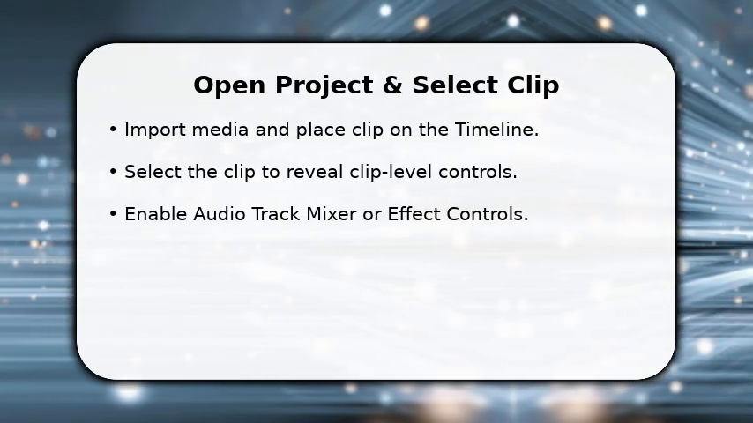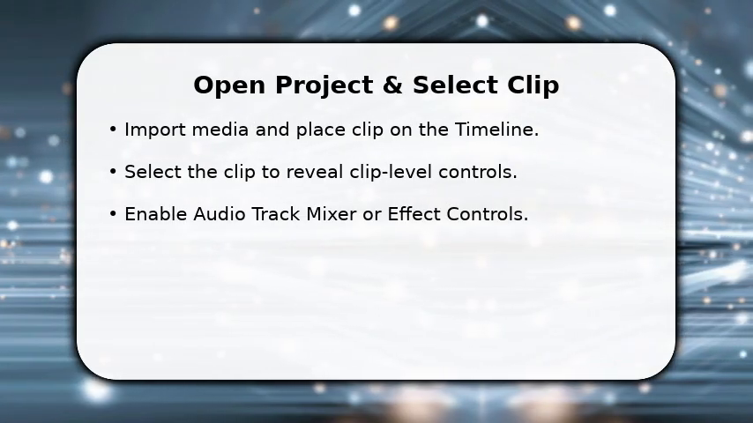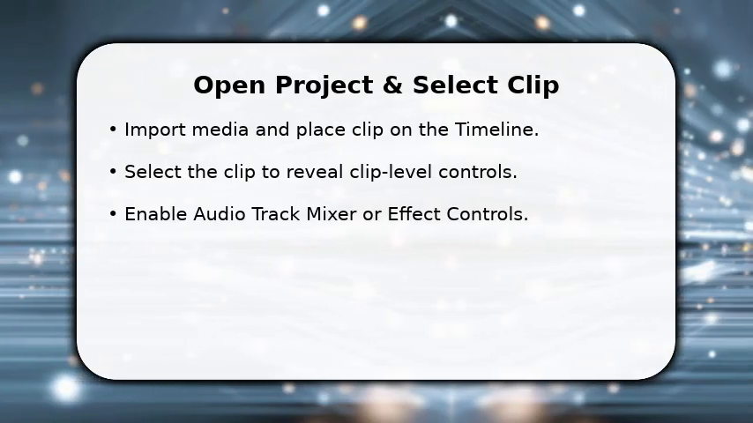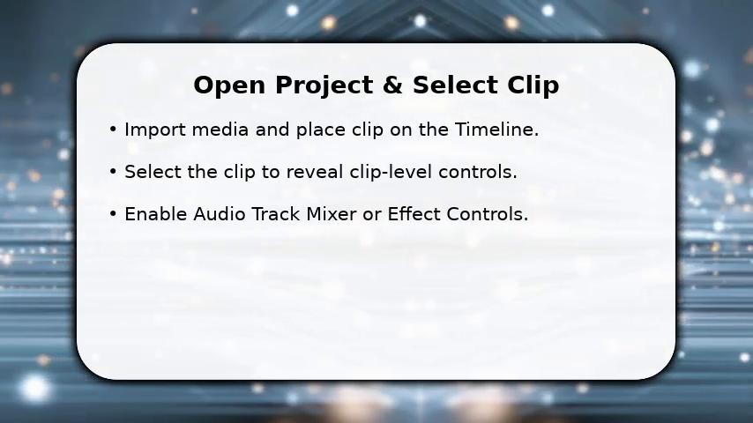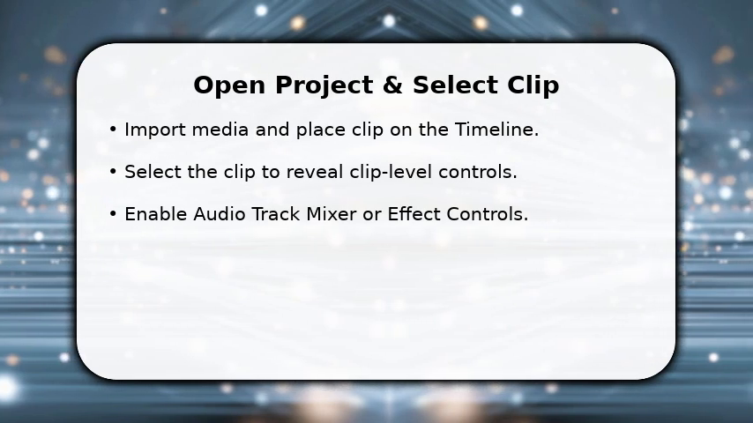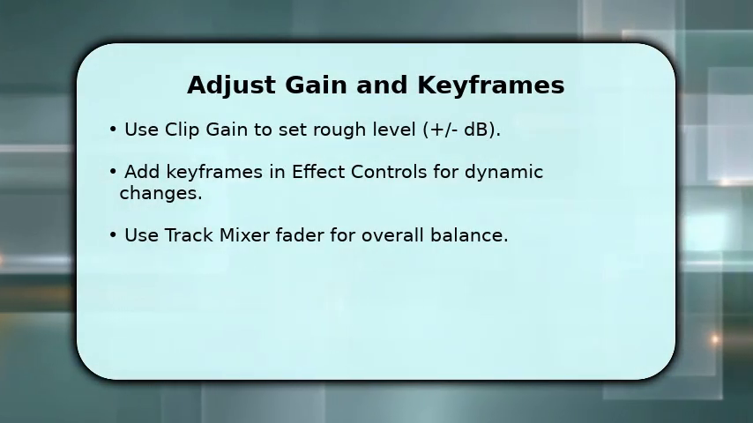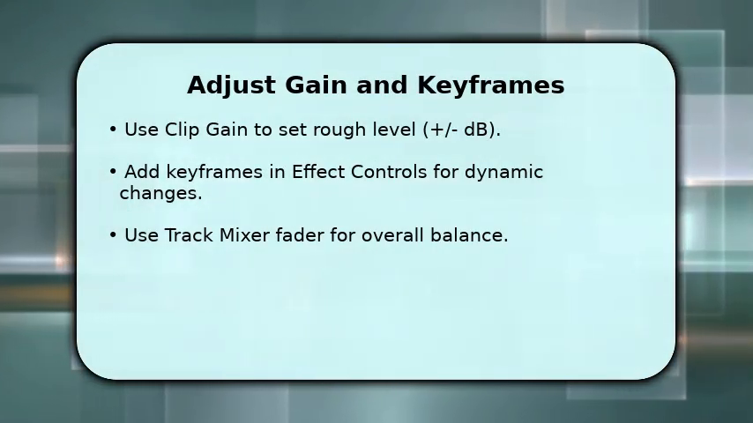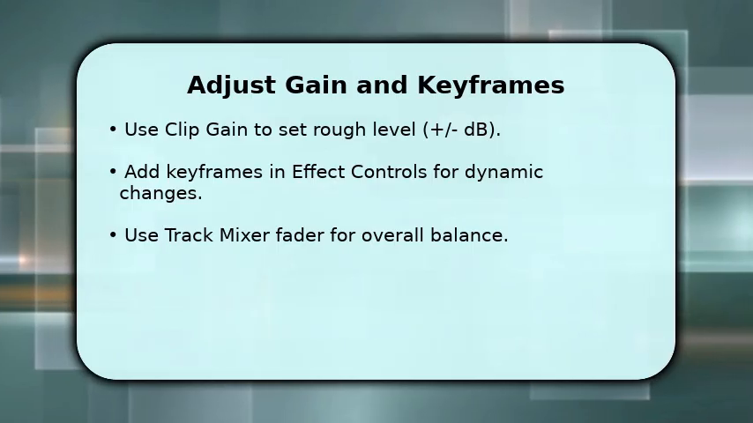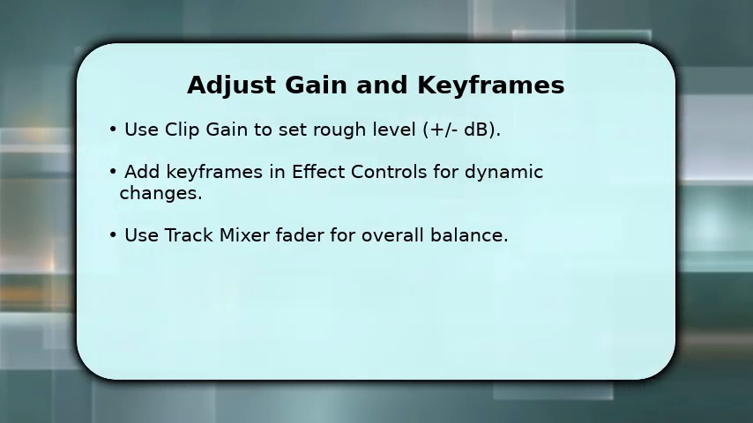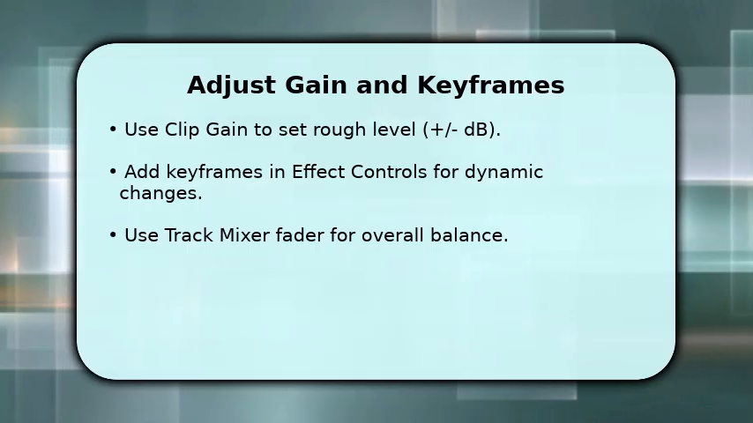Make sure to toggle waveform or meters so you can watch levels as you proceed. Start by setting clip gain for a clean, consistent baseline. You're preventing the need for extreme automation later. Once done, add keyframes inside Effect Controls to raise or lower sections. This gives precise control for dialogue or music.